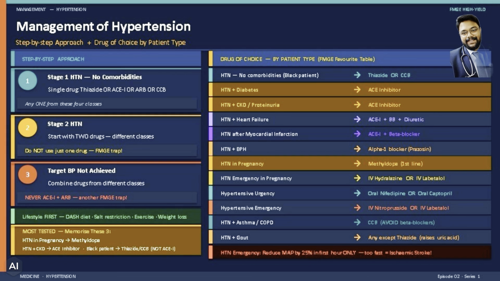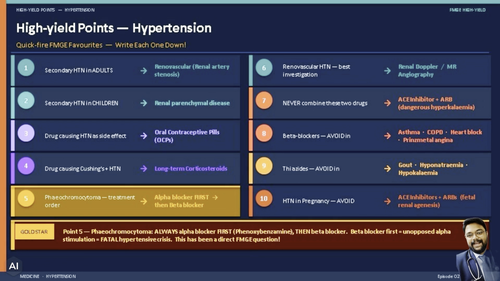The most tested are hypertension in pregnancy, methyl dopa. Hypertension with chronic kidney disease, ACE inhibitor. Hypertension in a black patient, thiazide or calcium channel blocker, not ACE inhibitor. Quickfire high yield round. These are the FMGE favorites. Write each one down. High yield points, hypertension.